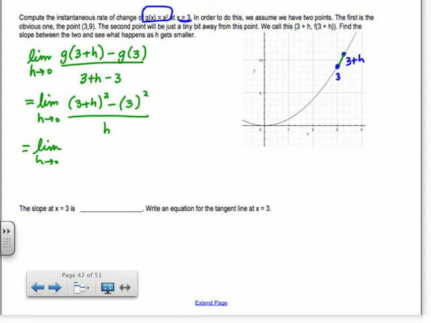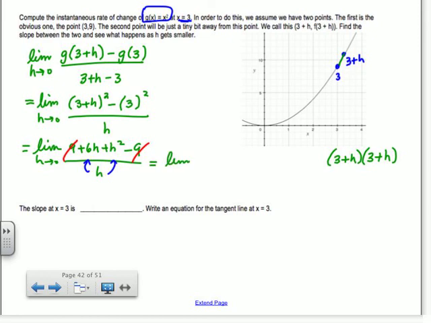Okay, so then you FOIL it all out. So when you FOIL, remember when I was in AP Calc, I always had to write it out. So it's okay if you have to write it out. It's fine. You get 9 plus 6h plus h squared minus 9 all over h. This is nice because your 9's cancel, and h goes into both pieces. So you get limit as h goes to 0 of 6 plus h. So what is the limit as h goes to 0 of 6 plus h? 6, right? H goes to 0, so this is just 6.